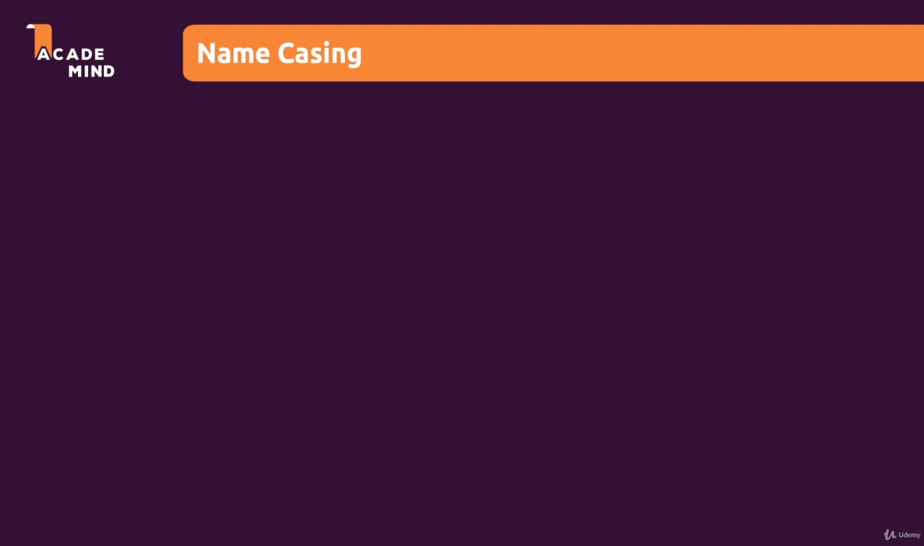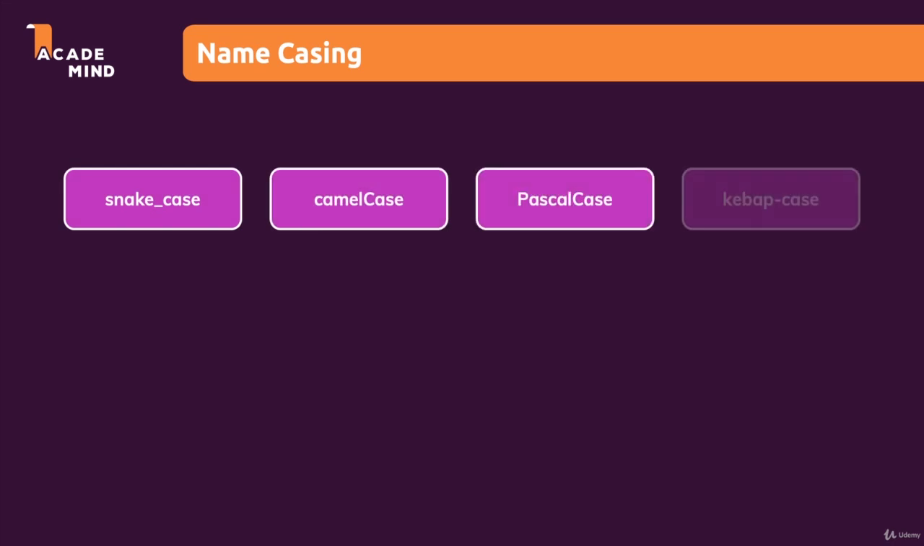Now, before we dive into the concrete examples and the different variations and so on, we also have to stop at the important topic of casing. In programming, we got four main ways of writing our names, four main casings. And that would be snake case, camel case, Pascal case, and kebab case.